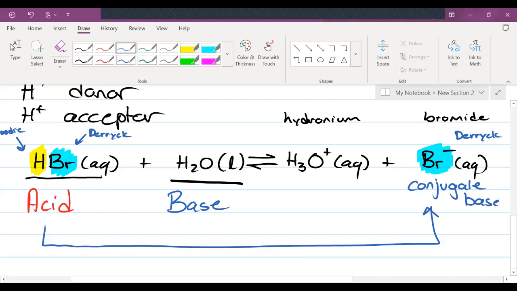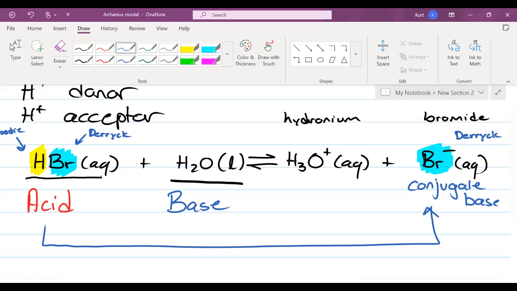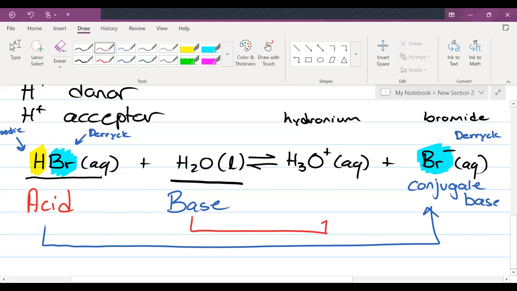It became hydronium, H3O. What changed? It went from H2O to H3O. What changed over that time? It gained or accepted, whatever word you want to say. It now has a third hydrogen. So it accepted a hydrogen. So water is the base. What's the opposite of a base? The conjugate acid.